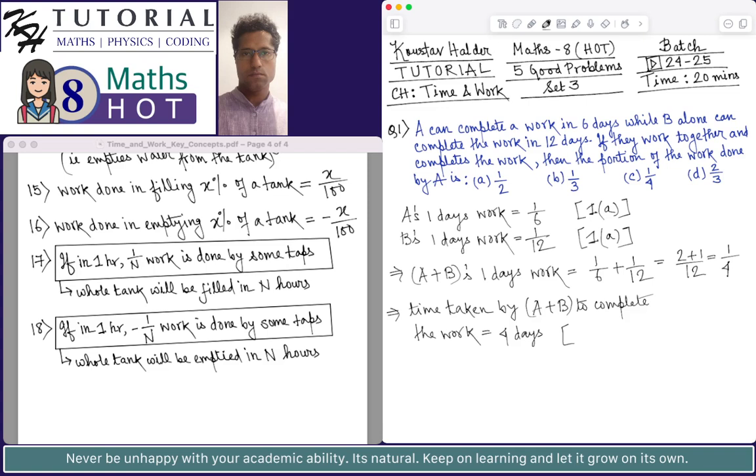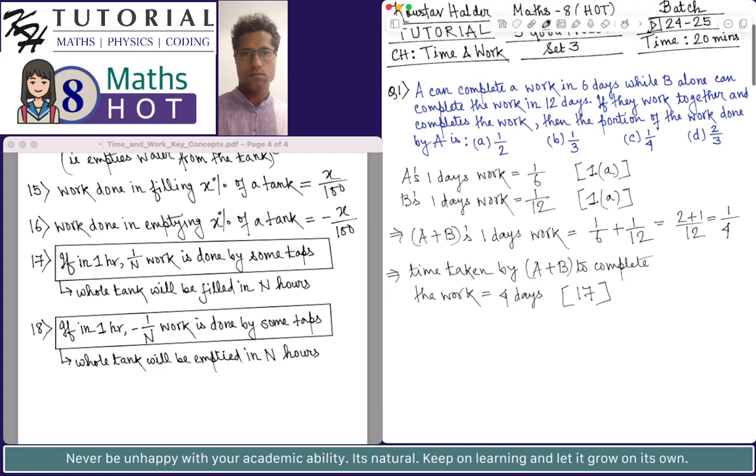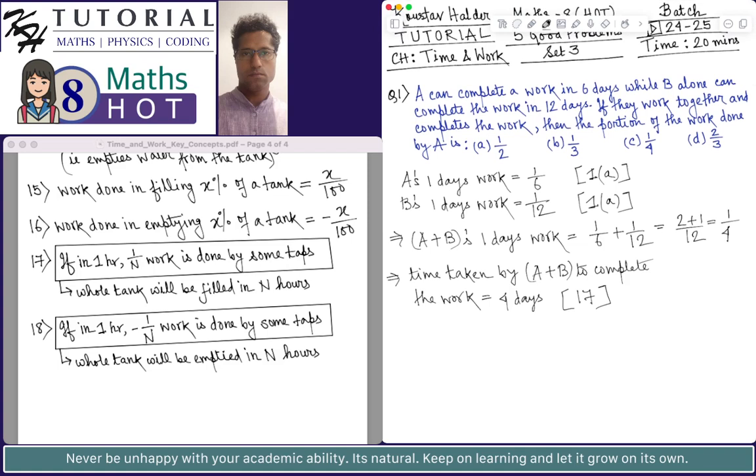So from the fact that A plus B's 1 day's work, that is the amount of work done in 1 day, is 1 by 4, we can say that the total work will be done in 4 days. I am applying the concept 17. So we know that A and B will have to work for 4 days to complete the work.